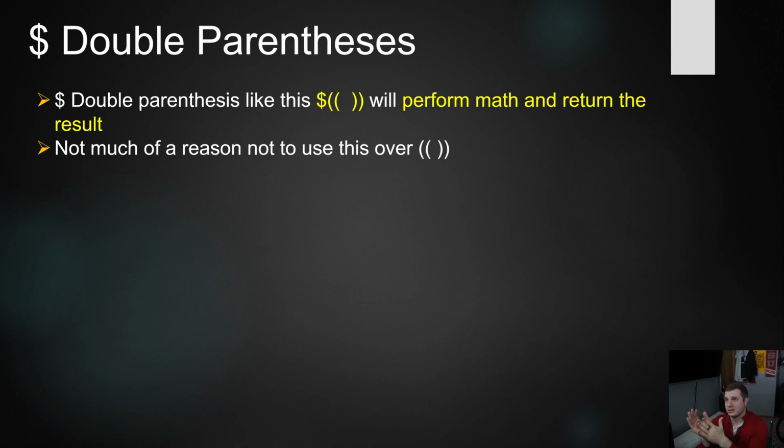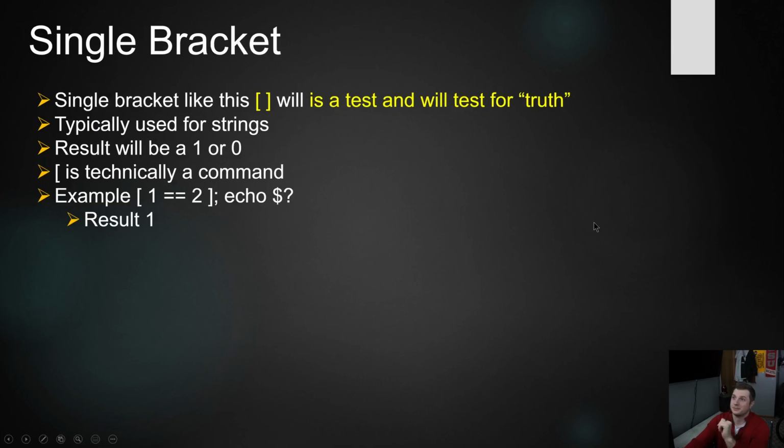$(( )) with double parentheses functions very much like double parentheses. Not much reason to use it over double parentheses. However, it is out there, it is around, people use it, so you need to know what it does. But essentially it does the exact same thing, except there's a little bit more in terms of testing functionality. So occasionally you might need it, but not usually.